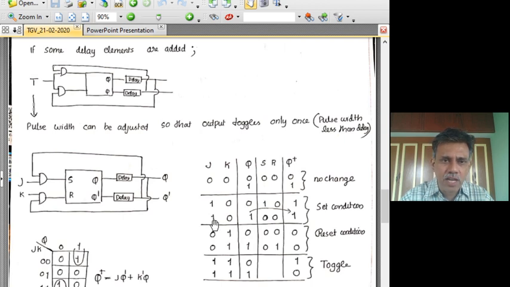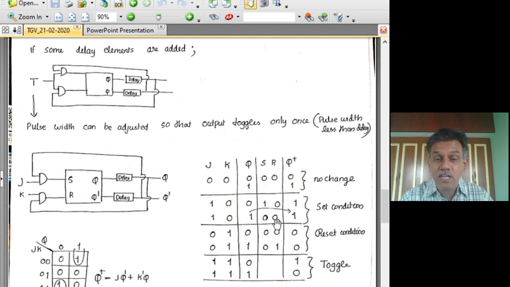Now let us look at a case when J is 1, K is 0. What will happen? The moment K is 0, immediately R is 0. So we can immediately fill this out as 0. But in this case, if Q were 1, that is the case we are analyzing, Q bar would have been 0, and this Q bar is fed back and ANDed with J, resulting in a 0 for S. So this is a case when S will also be 0 as well as R.